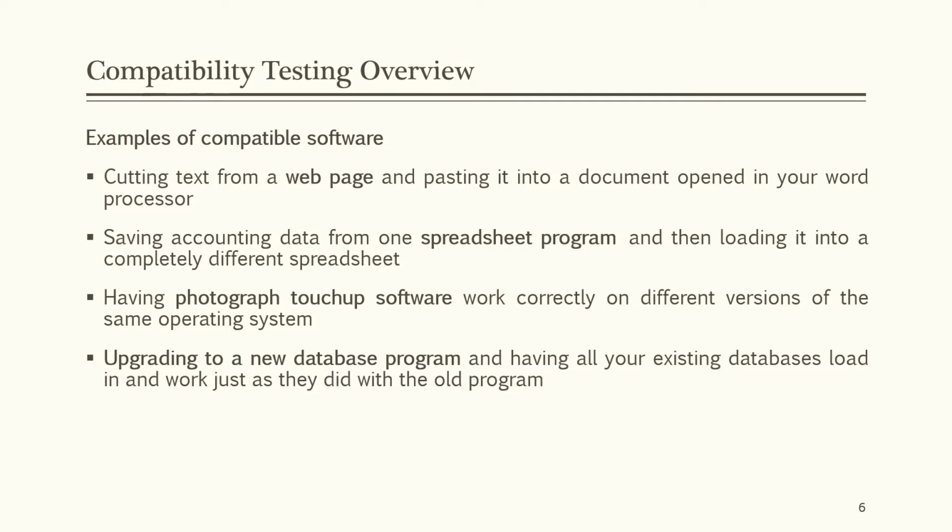The next example is upgrading to a new database program and having all your existing databases load in and work just as they did with the old program. If a database file created in the old version of WAMP server cannot open or load properly in the latest version of WAMP server, then the WAMP server will not be a choice for many users. Similarly, if your product cannot run on different versions of the operating system and does not support different versions of other software, it will be difficult for it to survive in the market.